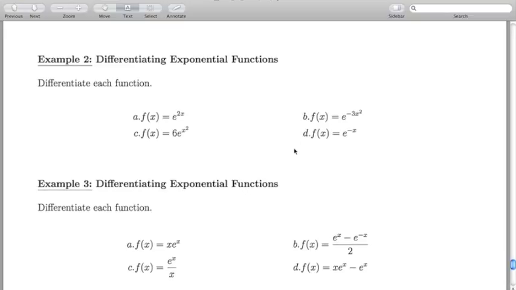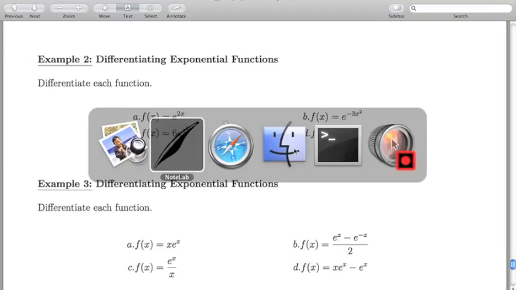So example 3 is the same notion as example 2. Again, just applying your usual rules for differentiation, and let's see what happens.